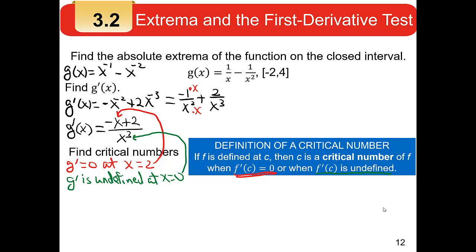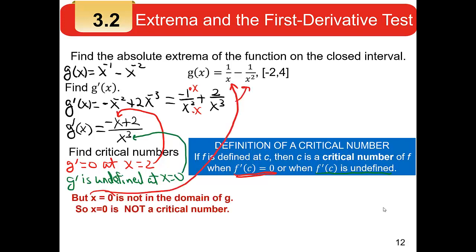But notice if you try to plug 0 back into the original function, you're dividing by 0. That tells you that 0 is not in the domain of the function. So even though it causes the derivative to be undefined, it's also not in the domain. You can't get a y value, in other words. So it can't be an extrema because there is no y value to plug. You don't get a y value corresponding to x equal to 0. So it's not a critical number. A critical number not only has to cause the derivative to be 0 or the derivative to be undefined, it also has to be in the domain of the original function, and it's not. So 0 is not a critical number. The only one left is 2.